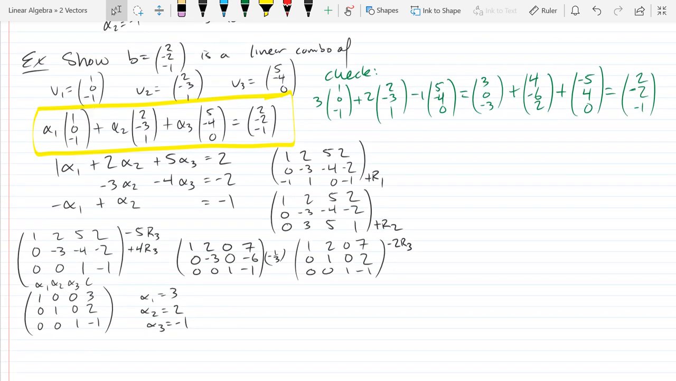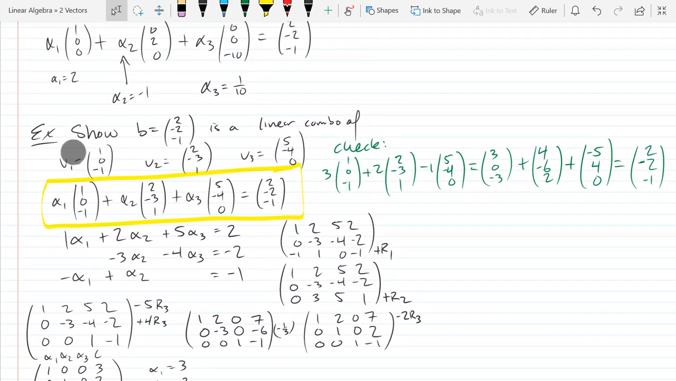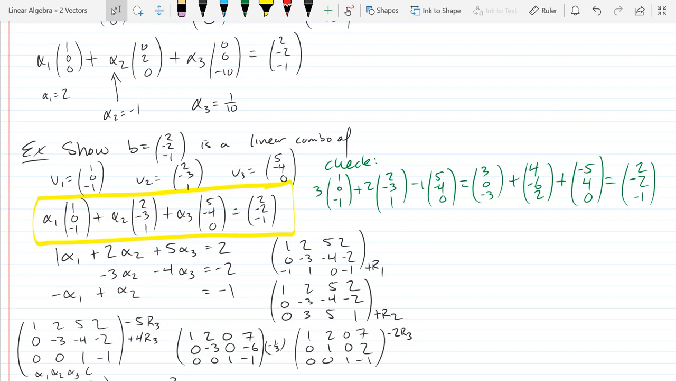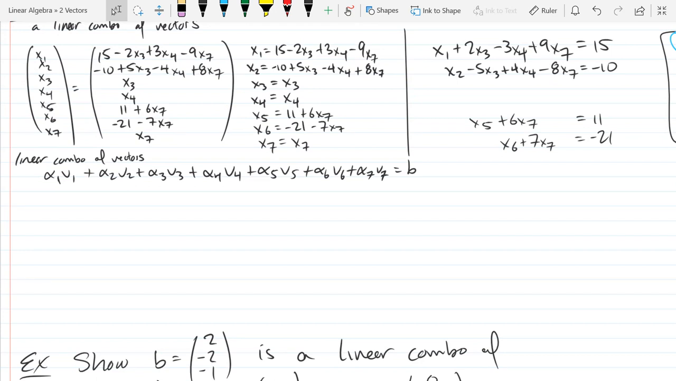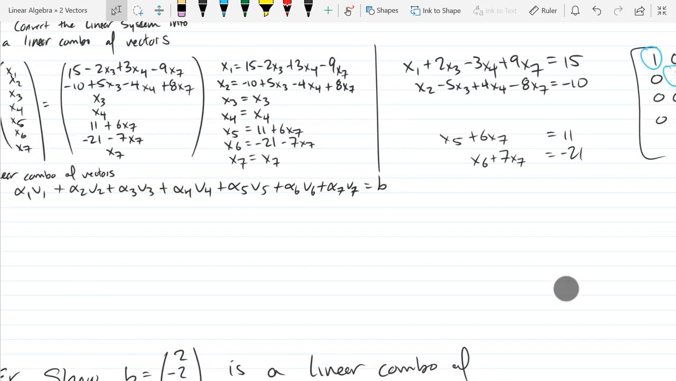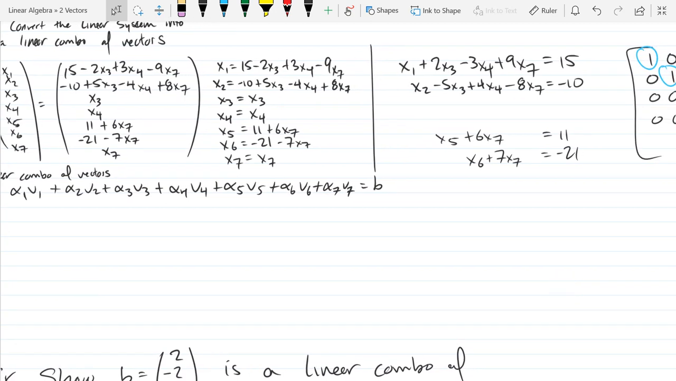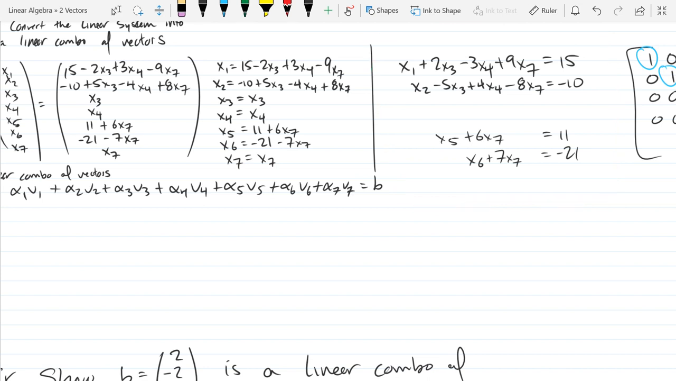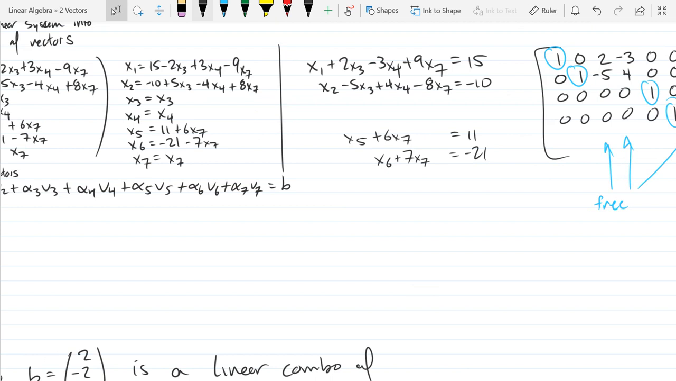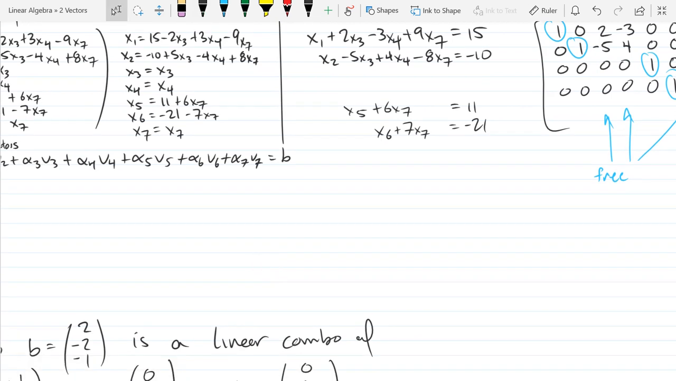We just turned a linear combination into a linear system. So let's go back and see if we can turn that linear system into a linear combination. So that'll be going the other direction. So I'll use the version I just put in that green box right there. So we really only have 4.